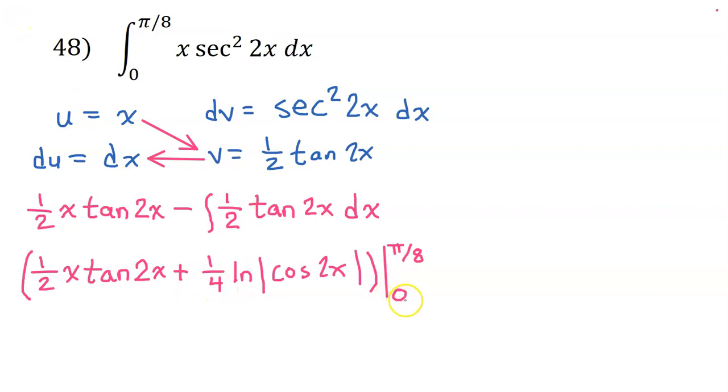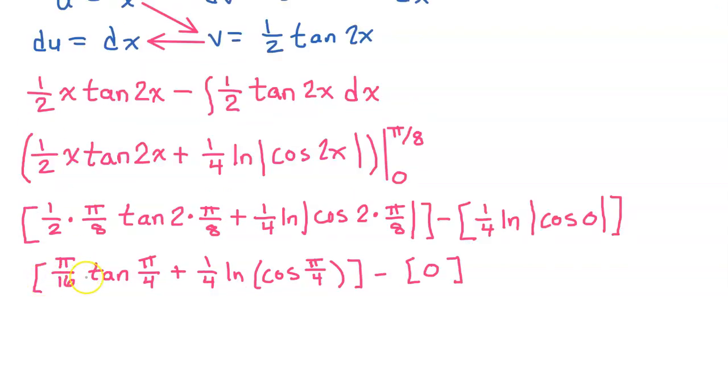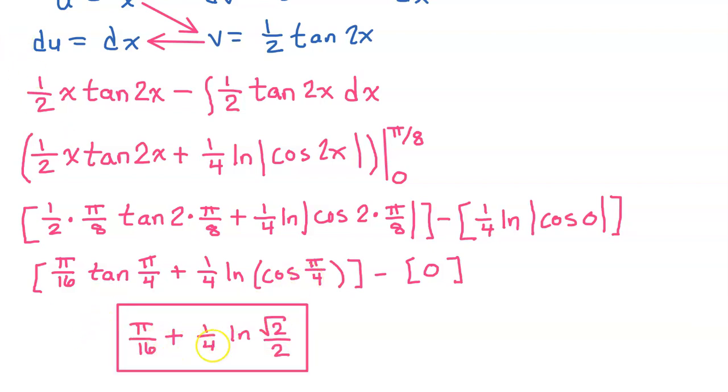Next, we apply the limits of integration from 0 to pi over 8. So we need to find the value at pi over 8 minus the value at 0. So here is the value at pi over 8 minus the value at 0. The value at pi over 8 simplifies to this, and the value at 0 simplifies to 0 because the cosine of 0 is 1, and the natural log of 1 is 0. The tangent of pi over 4 is 1, so we don't write anything, and the cosine of pi over 4 is radical 2 over 2. So this is the final answer.